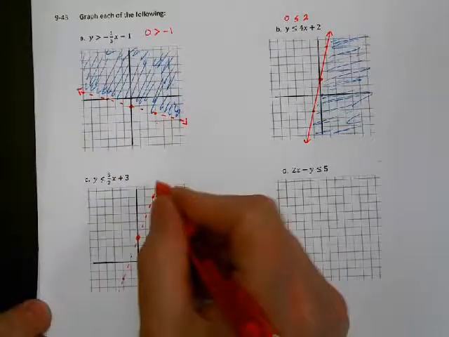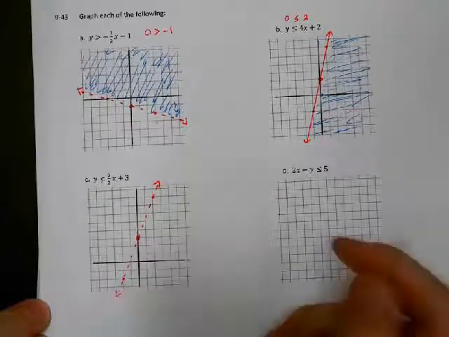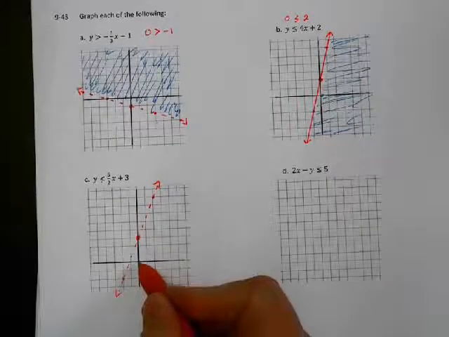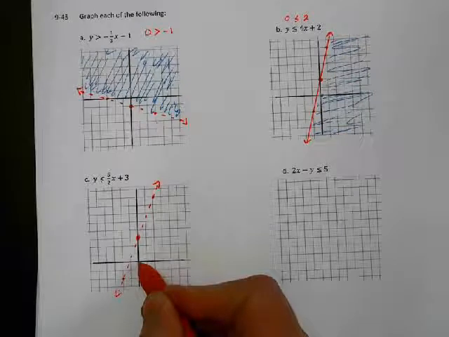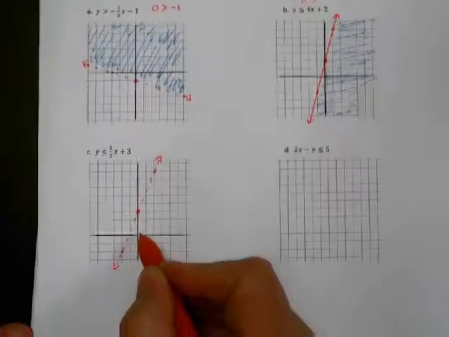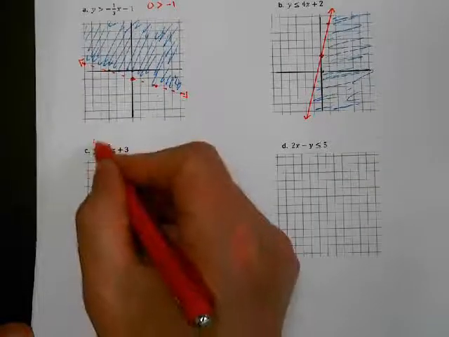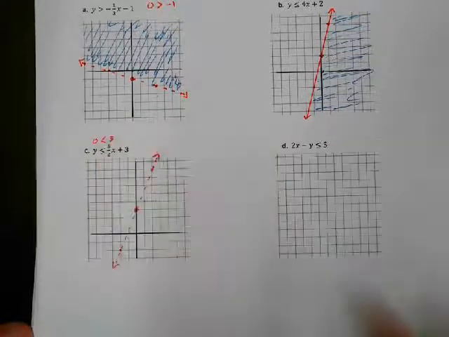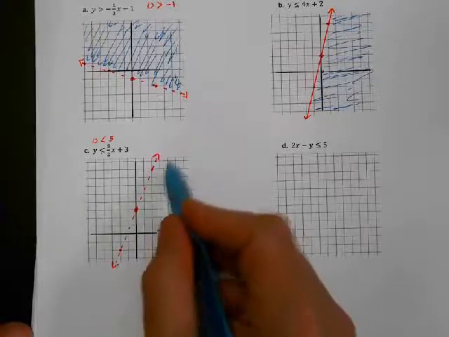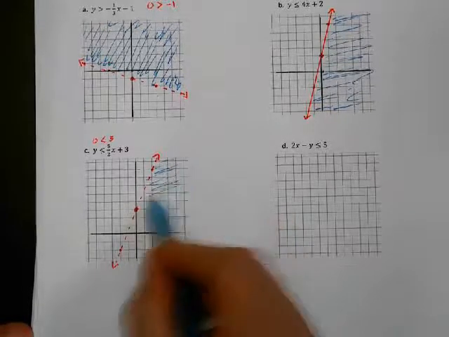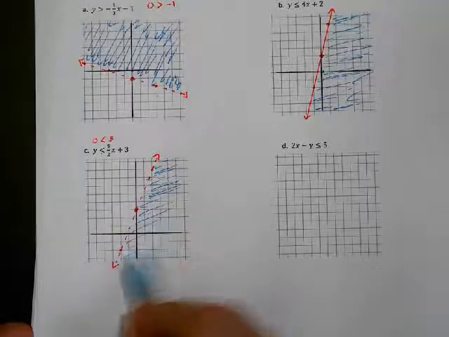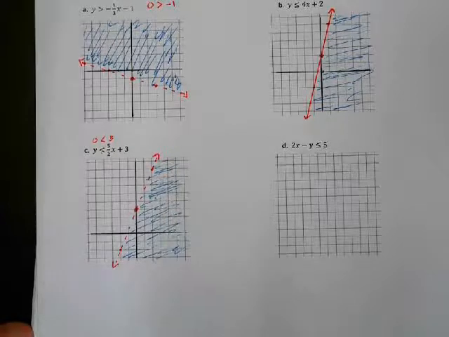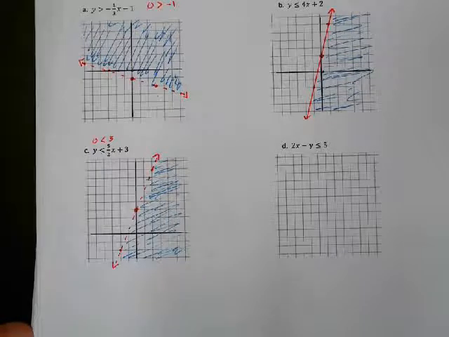And now we need to decide, do we shade above it or below it? I usually use 0, 0. So here's 0, 0, the origin. So let's plug in. I get 0, this is still 0. Is 0 less than 3? Yes, 0 is less than 3. This doesn't always work. Like 0, 0 isn't always a solution. It just so happens to work. I'm wondering if the last one's going to be like that too. We'll see. All right, last one.